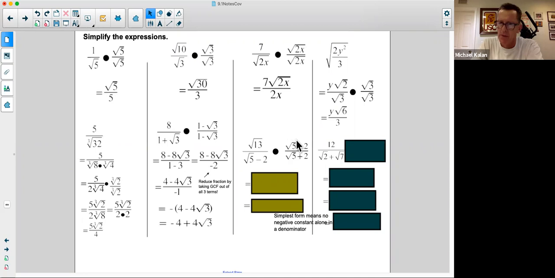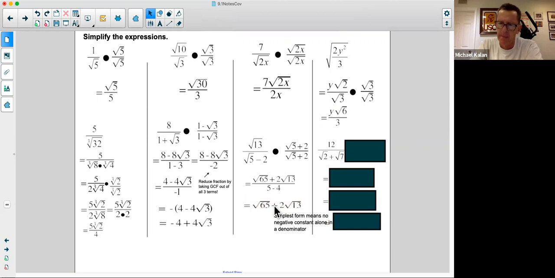Distribute the numerators. 13 times 5, 65, and then plus root 13 times 2 is 2 root 13. Conjugate binomials in the denominator, so it's going to end up being the first term squared minus the second term squared. Now watch this one carefully, because square root of 5 times square root of 5 is equal to what? 5. But 2 times 2 is 4. So just remember, one's under a radical and the other one's not. Okay. 5 minus 4 is 1.